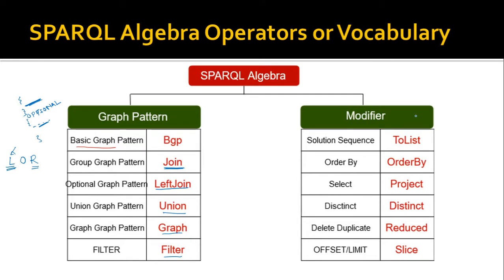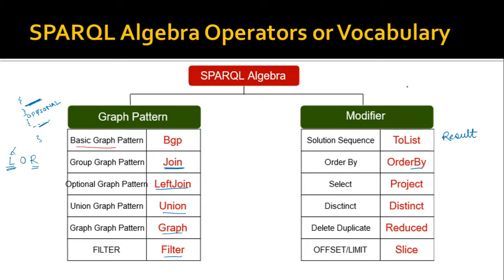Now after you have imposed all the constraints that you have put in the form of the graph pattern and the filter, you get a set of results. This result is basically a solution sequence. So the results are represented as solutions. Now what you can do with these results is order them, and for that you use order by. You can also select a subset of the variables as your output.